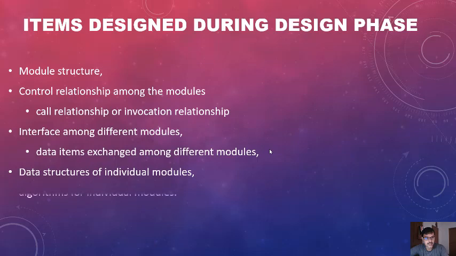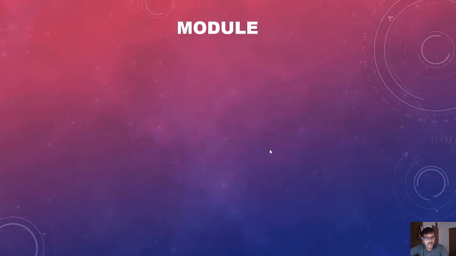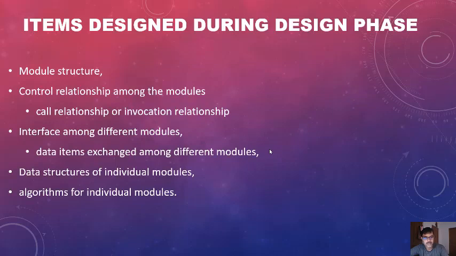And at the last, we will design the data structure of each and every module and the algorithm for individual modules. So first our task is to find out all the modules, then the relationship among the modules, then the interface among the modules, and then the data structure of individual modules, and then the algorithm of the individual modules. So these are the steps of this design phase.